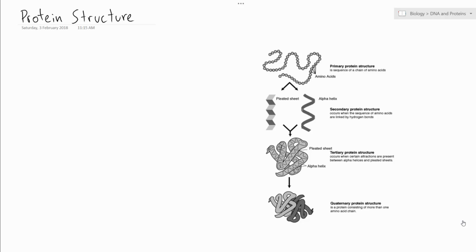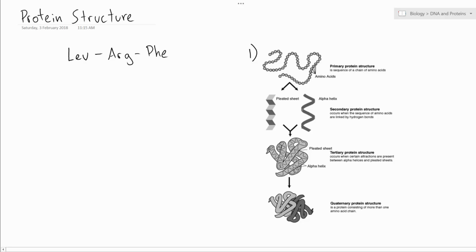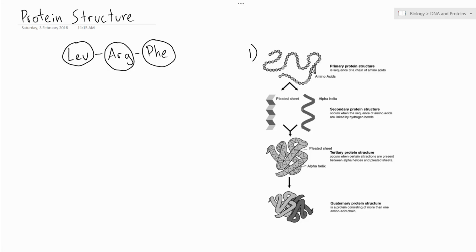So the first level, the primary level of protein structure, involves the specific sequencing of amino acids in a polypeptide chain. So this picture here shows number 1 up the top. At the end of translation, we might have built a chain of amino acids where we might have a leucine, arginine, phenylalanine, and so on. So this specific sequence of amino acids in the polypeptide chain is what gives us a primary protein structure.